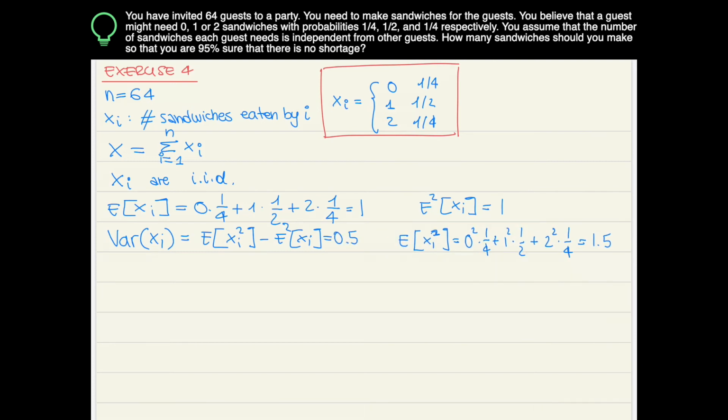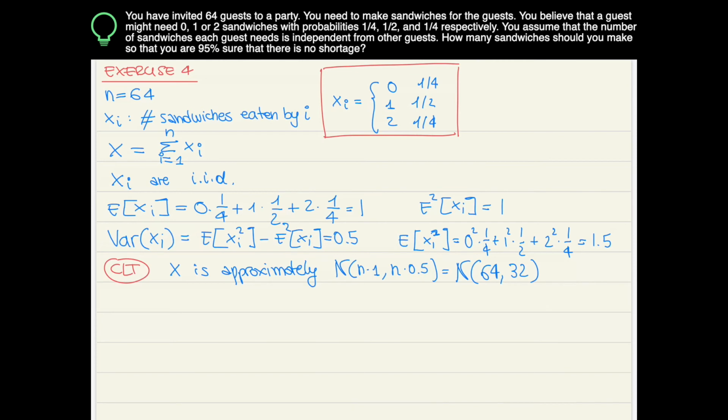So we have the variance of the random variable xi. Let's apply the central limit theorem. The central limit theorem tells us that the sum of these random variables that we defined as x is approximately a normal distribution with mean n times the mean of a single random variable xi and variance n times the variance of xi. Therefore, we have here a normal distribution with mean 64 and variance 32.